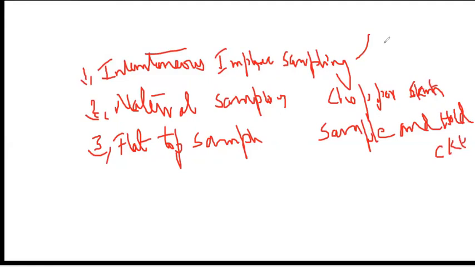Instantaneous impulse sampling is not useful in practice, and the interference, the noise, is maximum there. In natural sampling, the interference is minimum, and flat top sampling also has minimum interference, nothing but the noise.